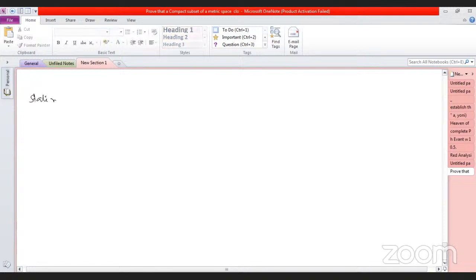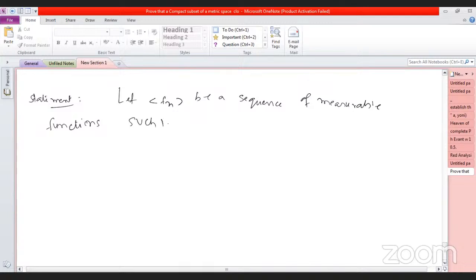Statement. Let f_n be a sequence of measurable functions such that f_n(x) tends to f(x). Then can we write n tends to infinity? Yes sir, we can write infinity. Very good. f_n tends to f as n tends to infinity.